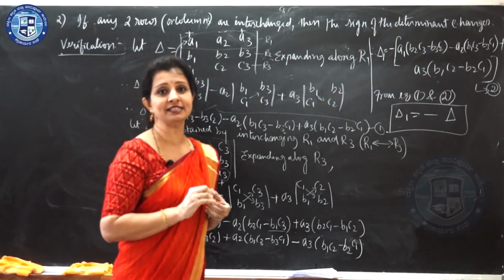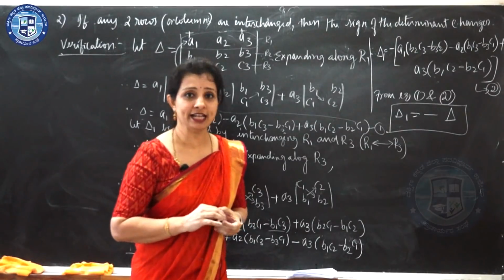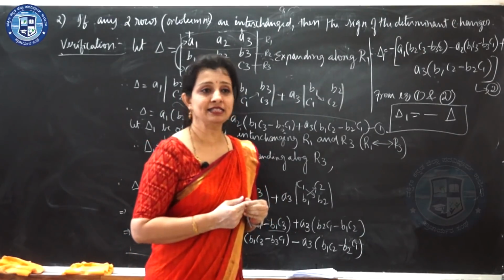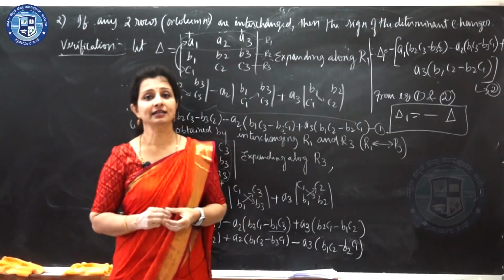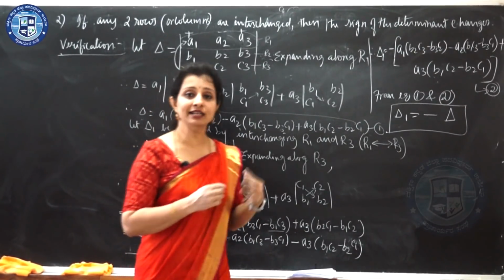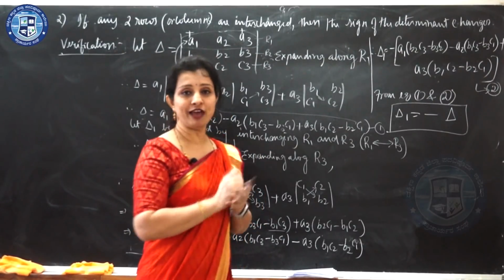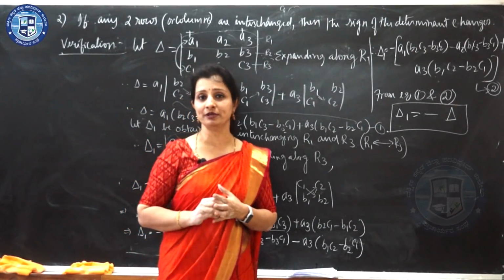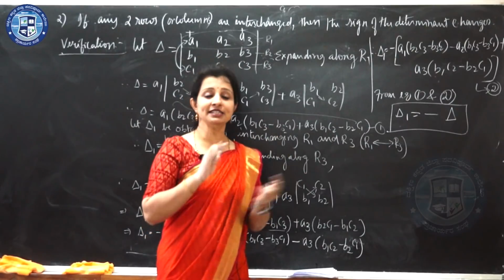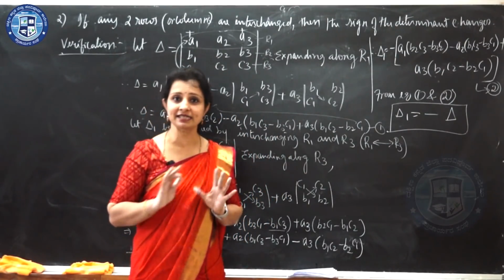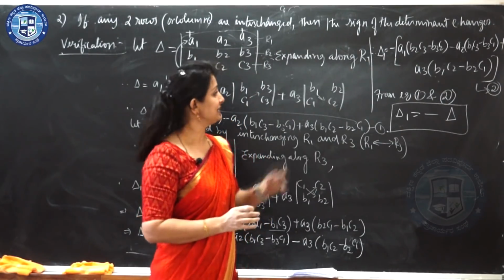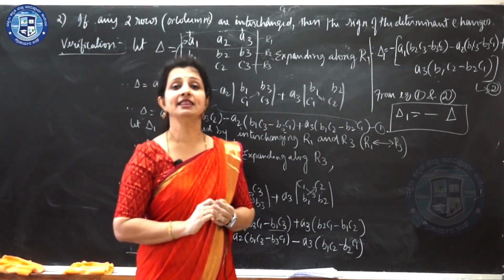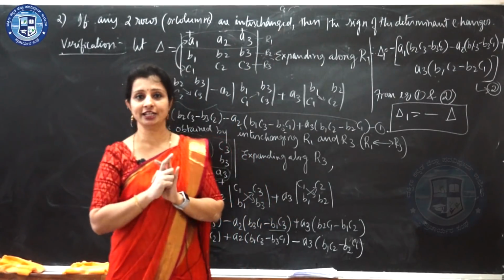Now further four more properties are left that we will continue in the next session, students. So in this session you have seen how to expand the determinants using the third row and other columns. You will get a unique value always. And also we have seen the first two properties of determinants. First property states, even if you interchange the rows and columns, the value of the determinant remains the same. And the second property states that if any two rows or any two columns of a determinant are interchanged, then the sign of the determinant changes.